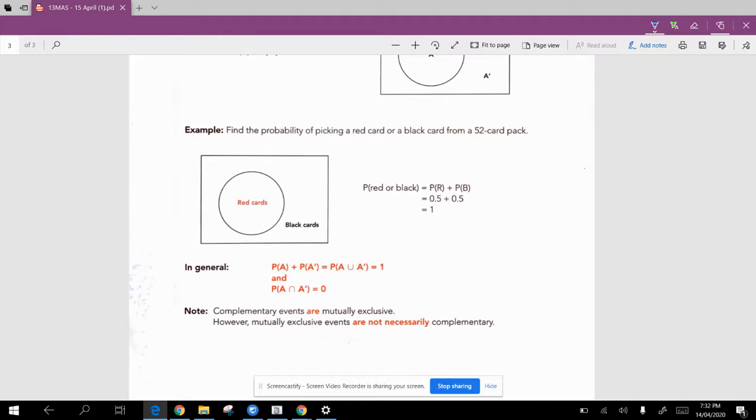Hopefully that's helpful. So that can keep you going a little bit further on. What I might do next is a video on conditional probability. But you can certainly start working from page 55.